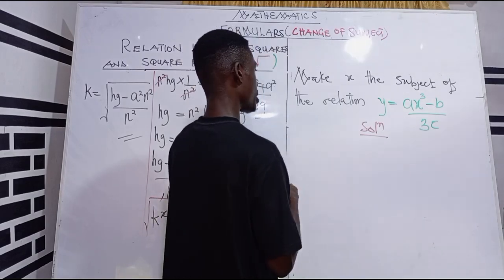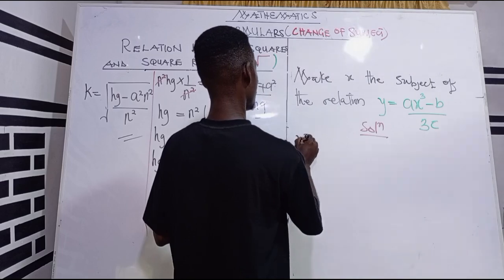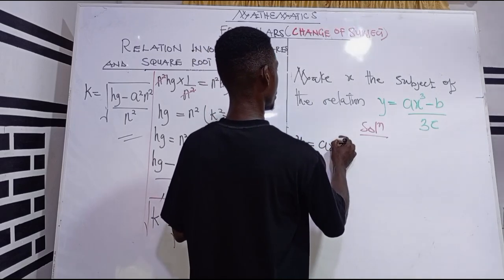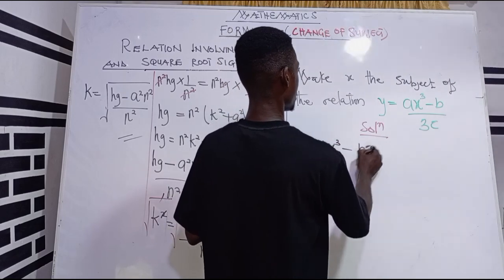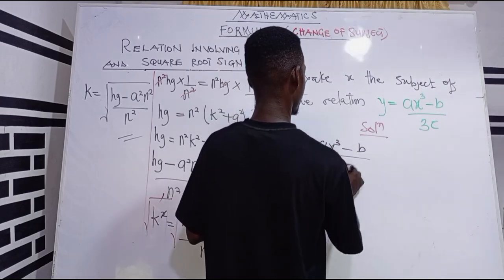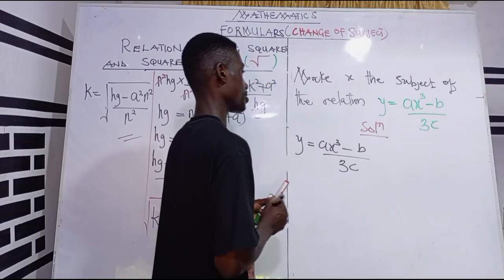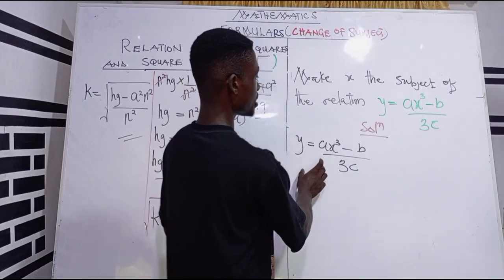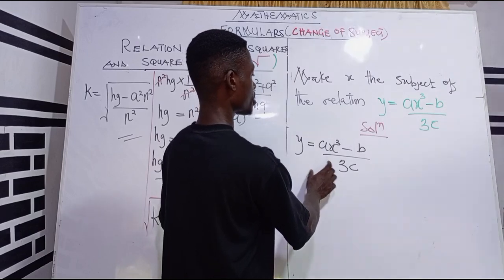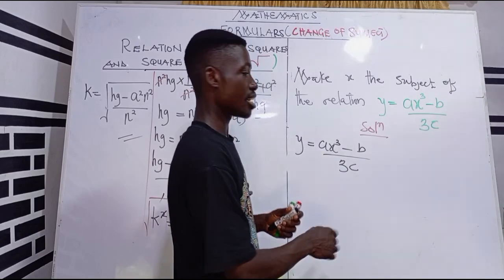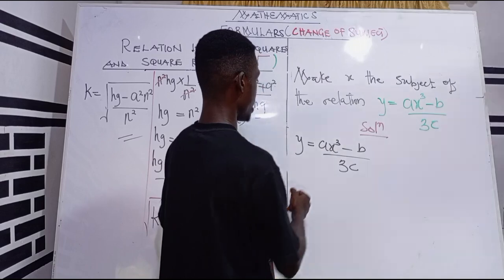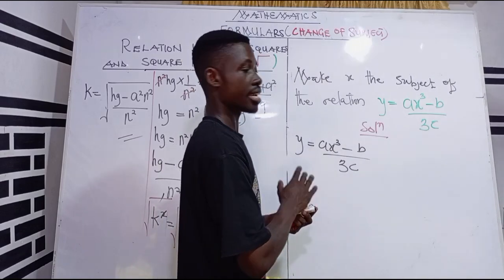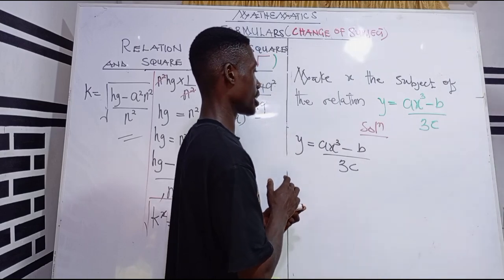So let's write the question here. We have y is equal to ax cubed minus b all over 3c. Good. Now realize that with this question we have a fraction, okay? A fraction which is what? 3c. And always when you have a fraction, you first have to clear the fraction within, okay?